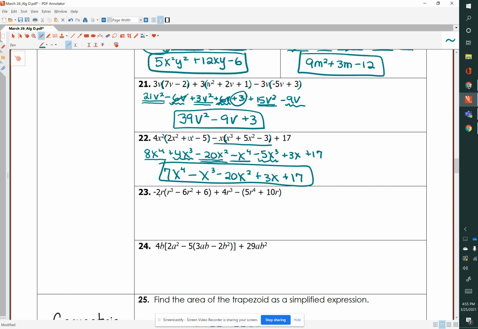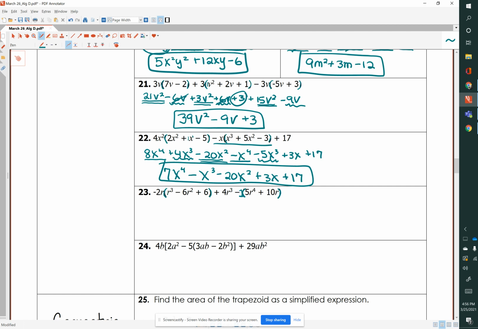Number 23, negative 2r times the quantity of r to the third minus 6r squared plus 6, plus 4r to the third minus 5r to the fourth plus 10r. And remember, we have an invisible 1 here. It's like multiplying by negative 1. It simply changes the sign of everything in the parentheses.